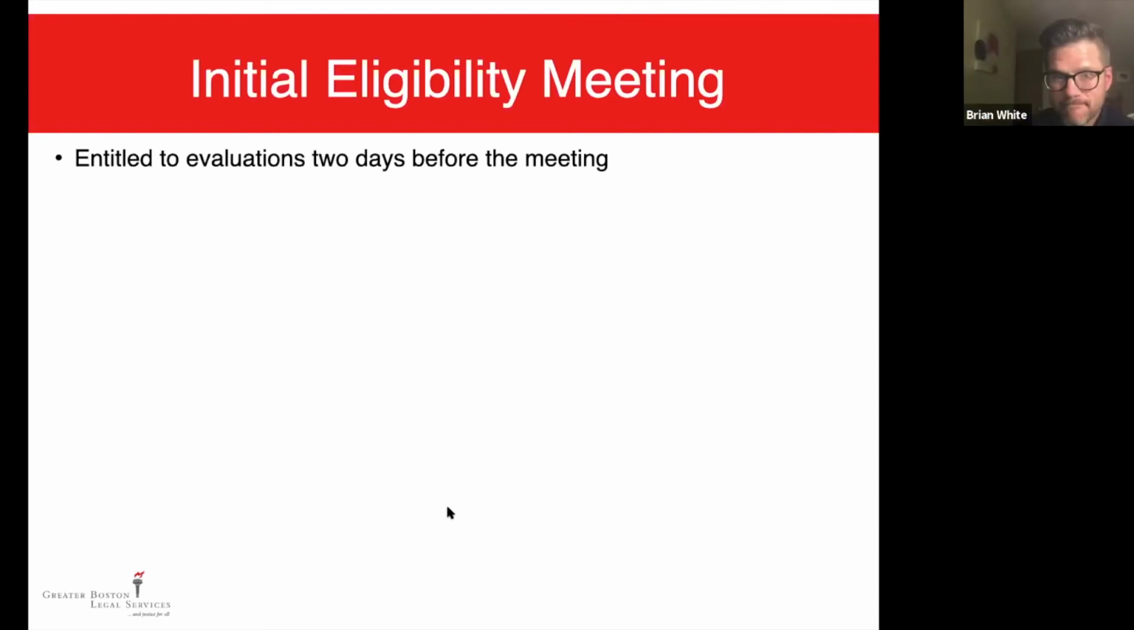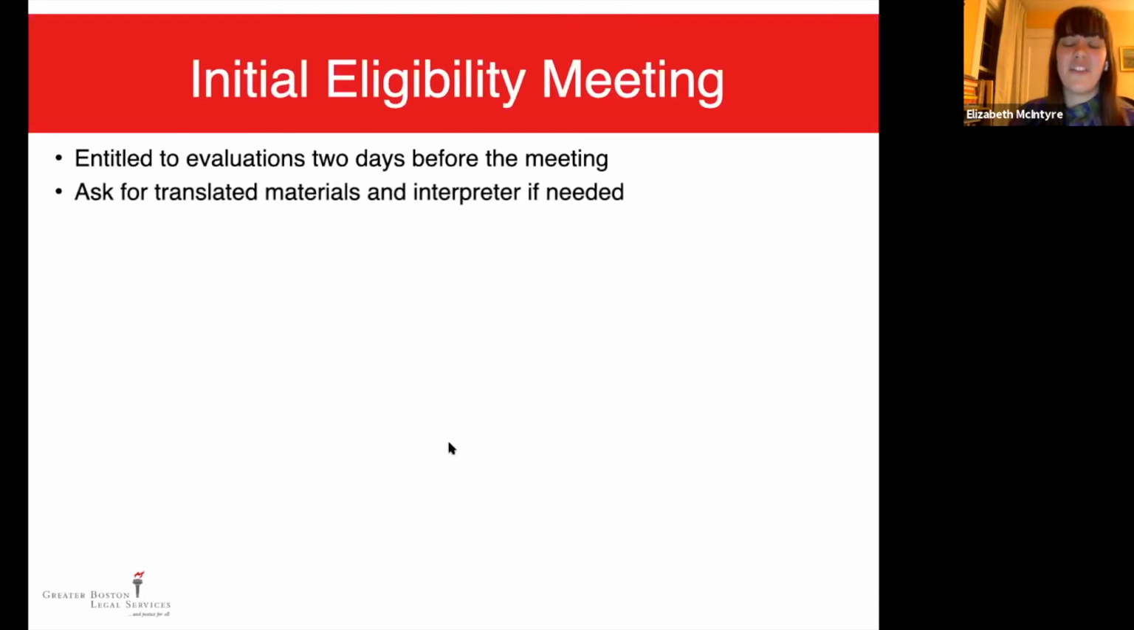So now the student has been evaluated. First thing to know is you are entitled to the evaluations 2 days before the meeting. It's a good idea to ask for those. You should ask for translated materials and an interpreter if you need it. Please don't feel you have to bring your sibling or uncle or neighbor or therapist or whomever. It's Boston's job to provide an interpreter and Boston's job to translate materials. So if you need that, please ask for it.